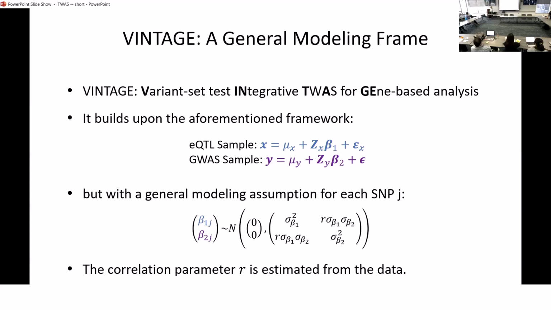So this is a method we call VINTAGE, or Variant-set test Integrated TWAS, for gene-based analysis. It builds upon the affirmation framework. You still have two different equations, you still have beta 1, beta 2, and still the bivariate assumption. But instead of setting this to be +1 or -1 or 0, now we try to infer this.